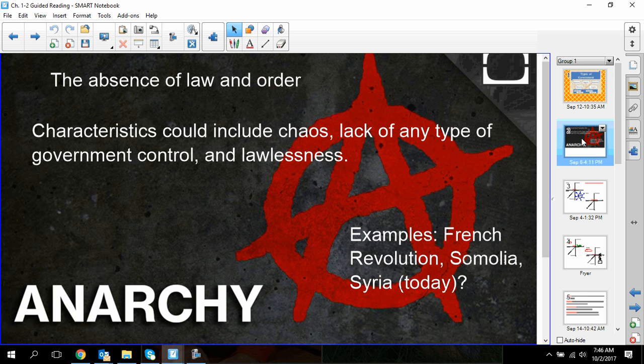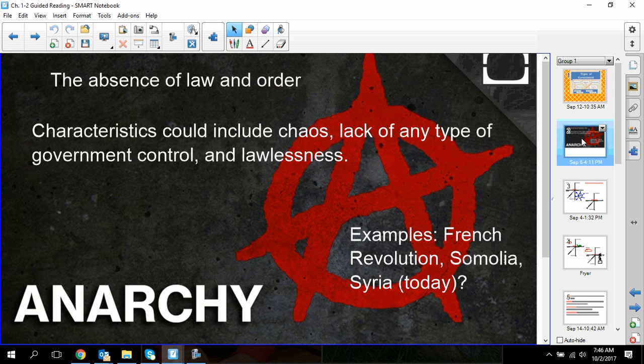Just to review, the absence of law and order is an example of anarchy. It is the lack of any type of governmental control. It's lawlessness. So during the French Revolution, there was anarchy. There was not anarchy in our country during our revolution. We had a strong enough base at Independence Hall that we never slipped to anarchy. But when the French went to their revolution, people were killed without consequences.